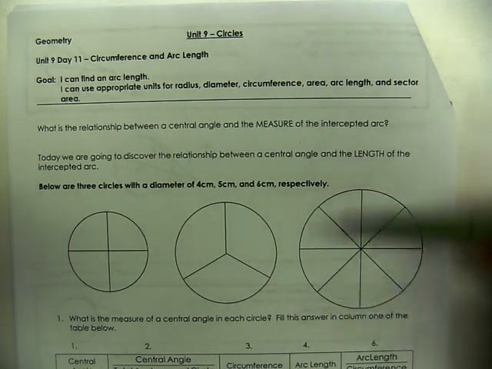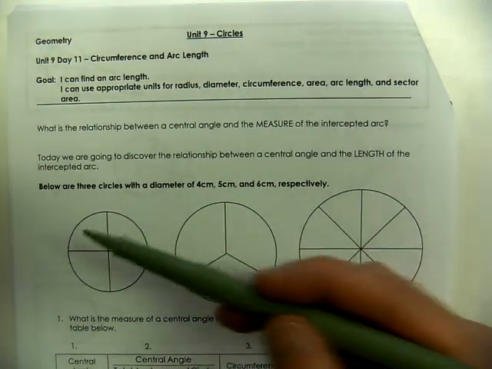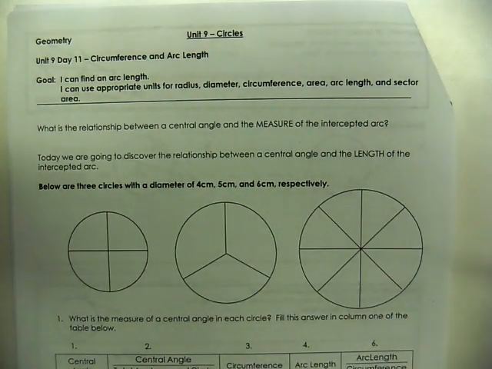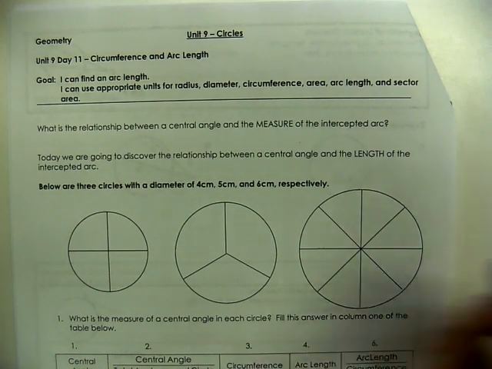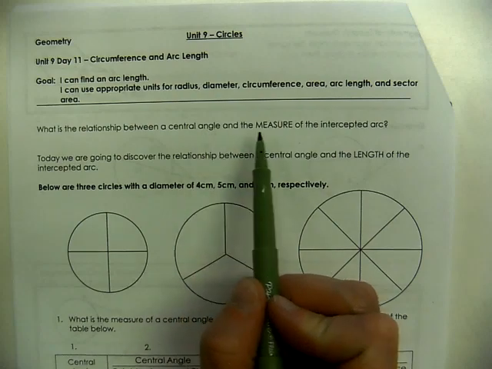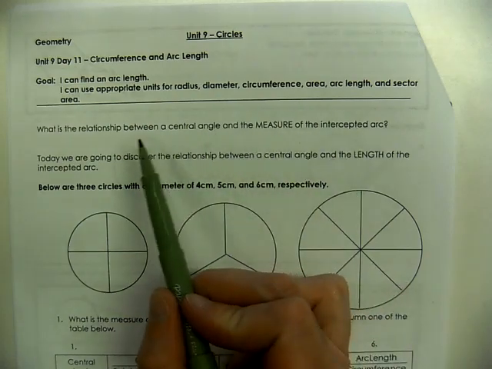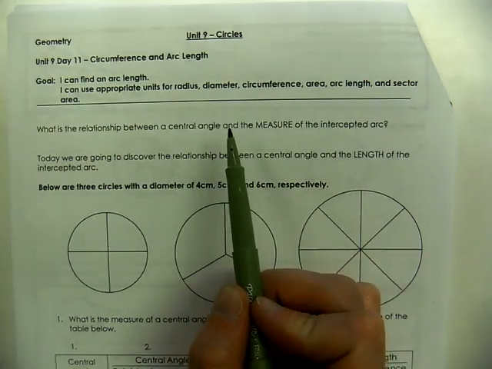So we're going to start off with a small little introduction here, and I'm not going to use all three circles. I'll just use one of them to kind of introduce this concept. Remember, we have taken a look at the relationship between a central angle and the measure of its arc. Let's diagram that first so we know what we're talking about here.